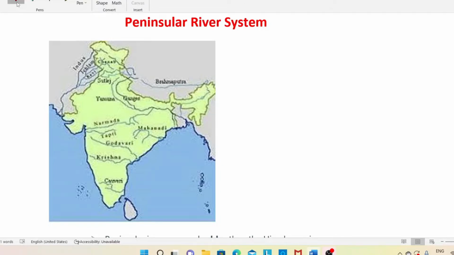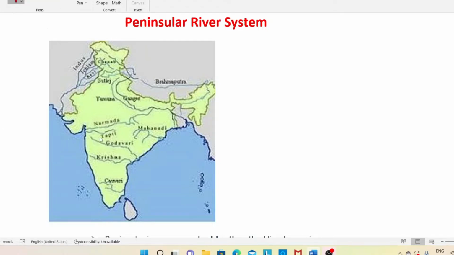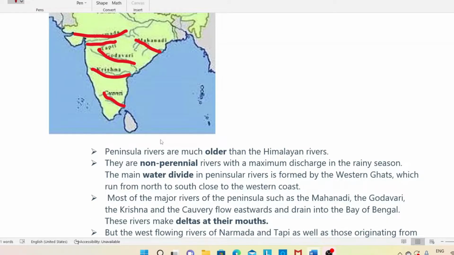Here we can see Godavari, Krishna, Kaveri, Narmada, Tapi and Mahanadi. These are the peninsular rivers. Let's briefly discuss each and every river. First, let's discuss some points about peninsular rivers.